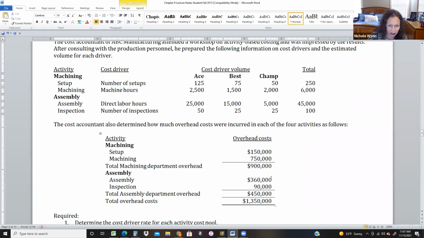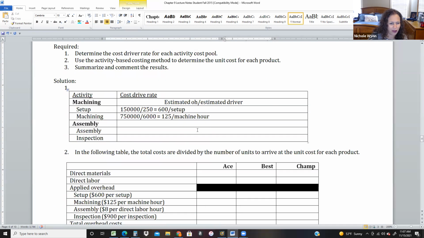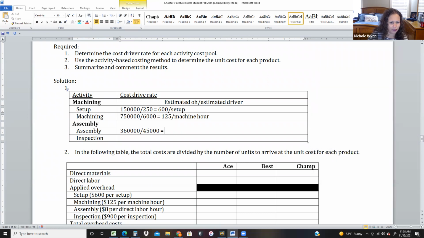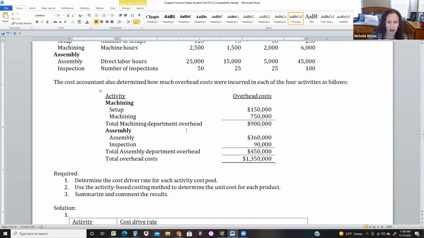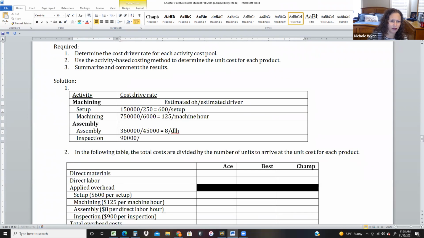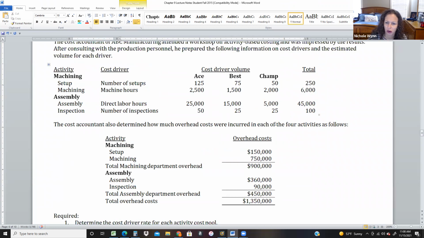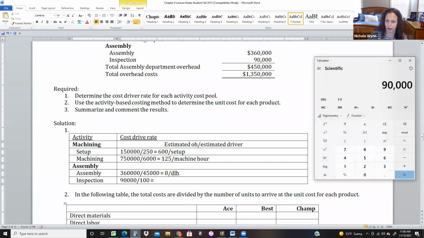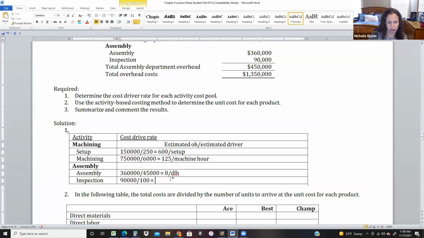And so for assembly, it looks like 360,000 and I'm going to divide it by 45,000. That gives $8 per direct labor hour. Now notice it wasn't direct labor cost, because before we were using cost, but now we're using direct labor hours. And then inspections are 90,000 divided by the total number of inspections, which is 100. So it looks like 900 per inspection.